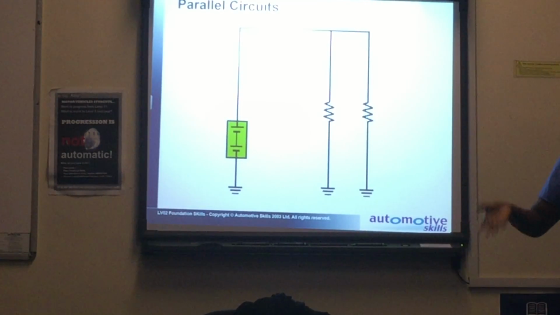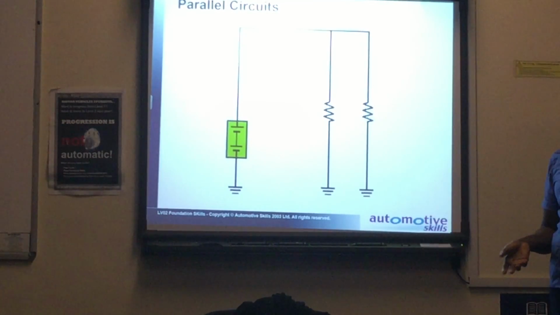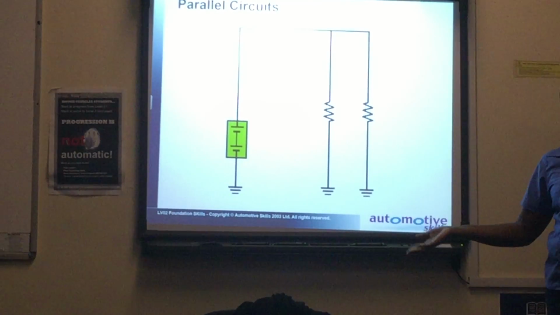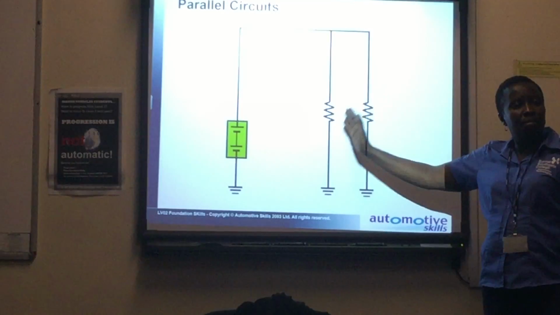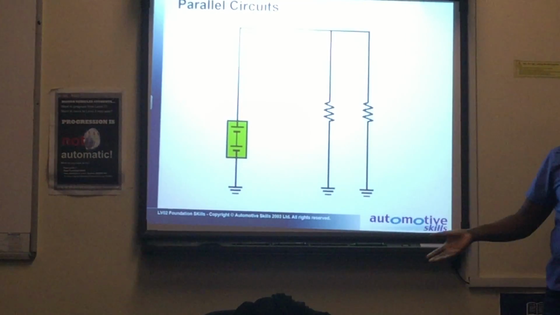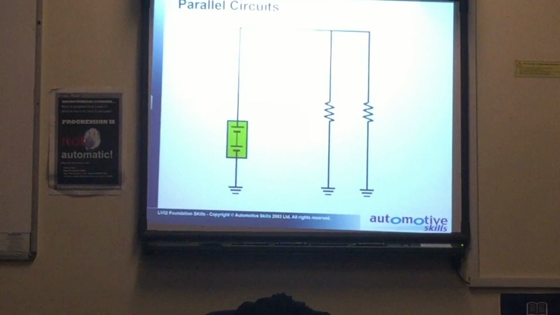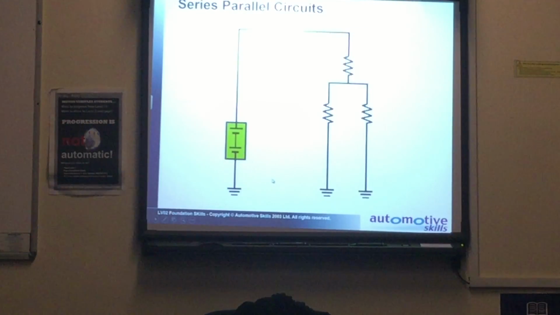If the headlamps or the indicators were made in a series circuit, it means if one bulb blew, then no light. The other headlamp will not work. So they are connected in parallel, so that if one dies, the other one is still working. Then the other circuit will combine the 2, series parallel, which is part of it will be series, then part of it will be parallel. So those are the 3 circuits which we should know how they look like.